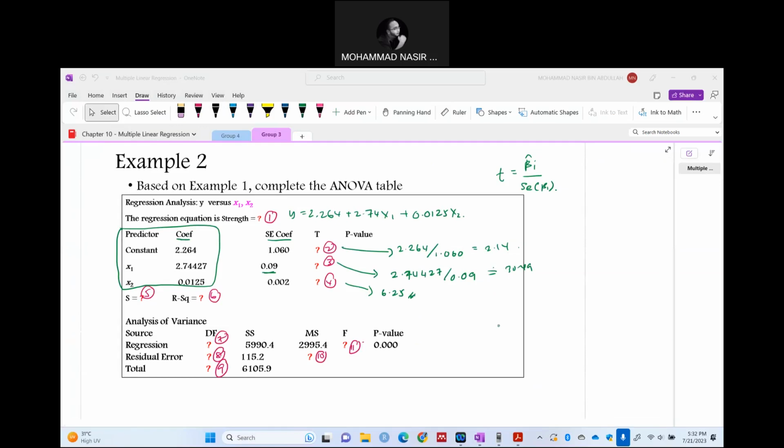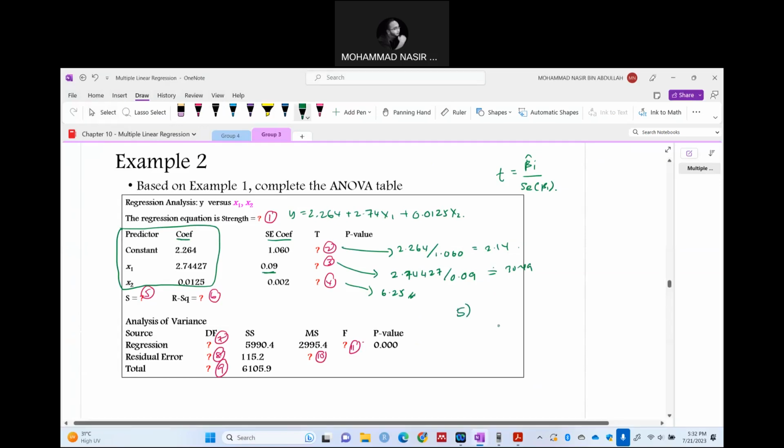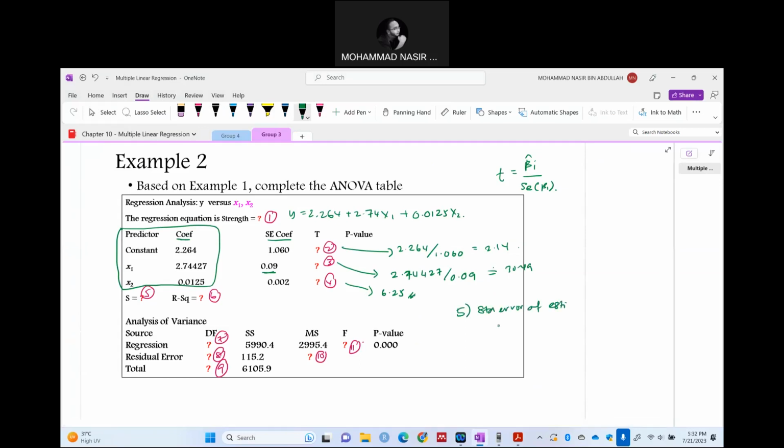Alright, number 5. So how to find number 5? Standard error of estimate. The standard error of the estimate is equal to the square root of the sum of square error divided by the degree of freedom error, which is also equal to the square root of MSE. So the sum of square error is 115.2 divided by the degree of freedom for error.